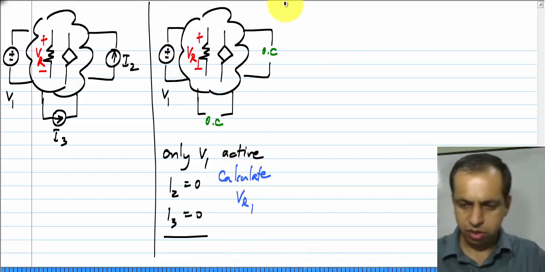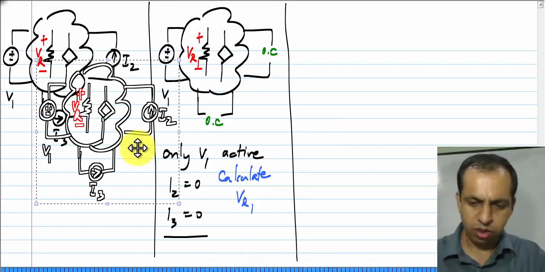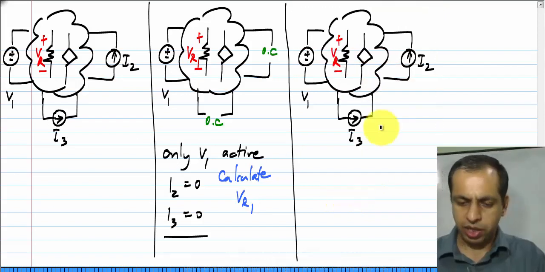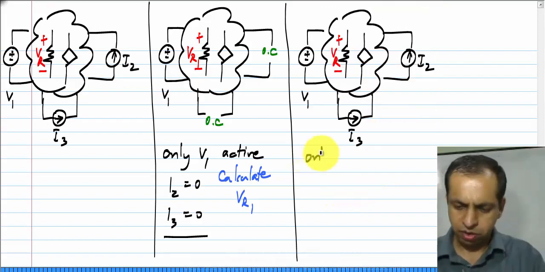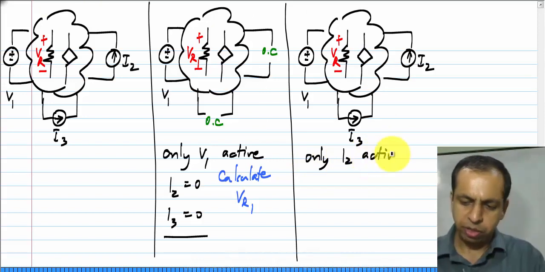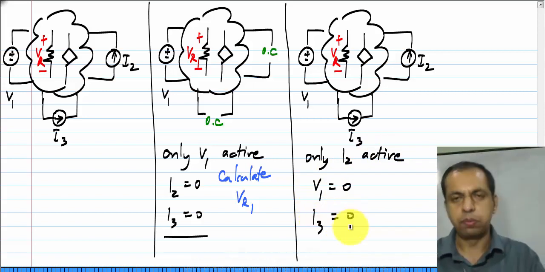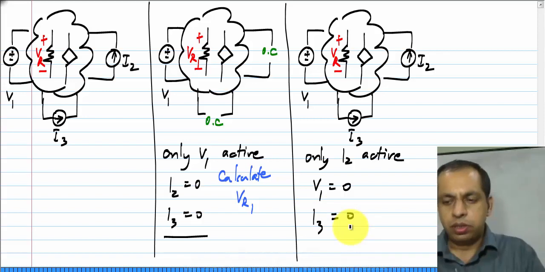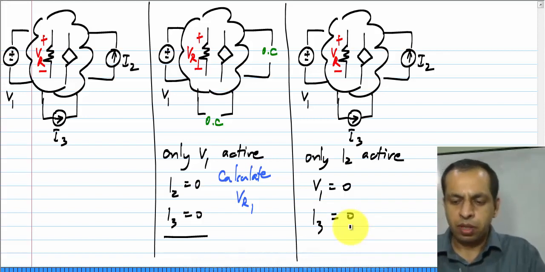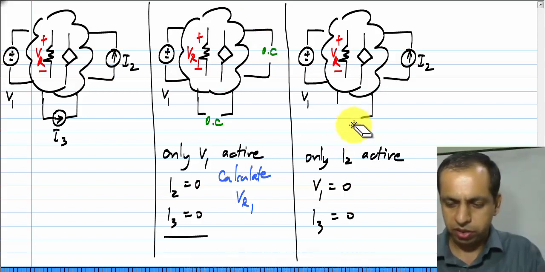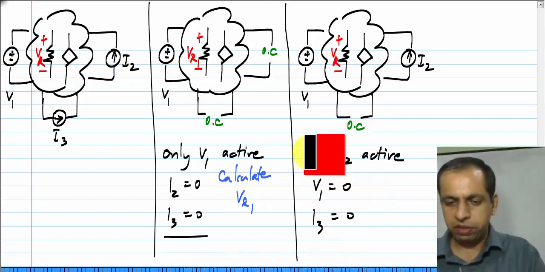Next, I analyze the circuit once again. Okay. This time I will have only I2 to be active. So, that means that V1 is 0 and I3 is 0. Okay. So, what do I do? I have to set I3 to 0. A 0 valued current source is nothing but an open circuit. Okay. So, that is what I do. So, I open circuit the current source, and I have to set V1 to 0.